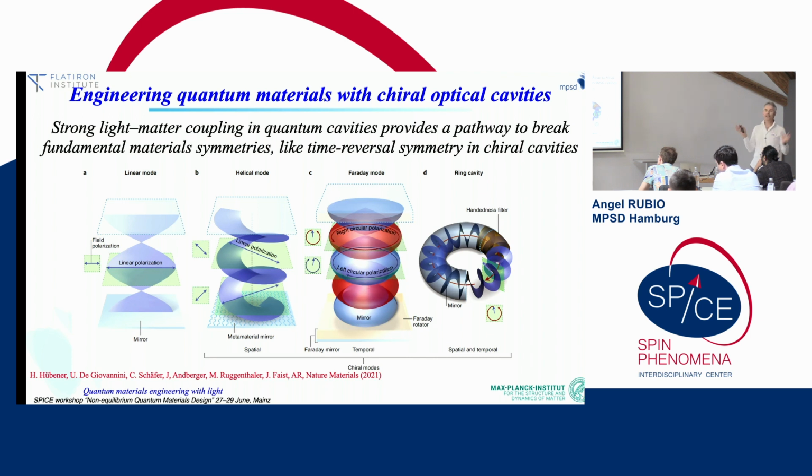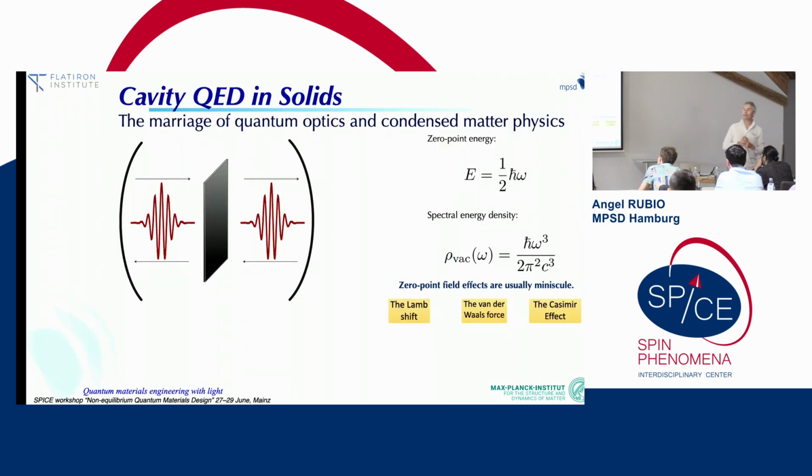Okay? Basically here the only thing I was showing you is what you can get from metamaterials as a way to engineer the quantum electromagnetic environment to break symmetries. Okay, this is one thing. The other aspect is why we want to do it.